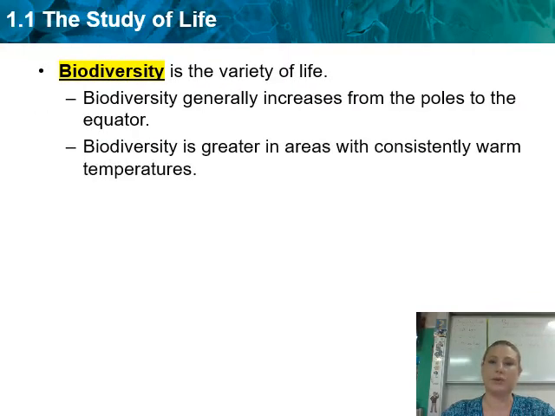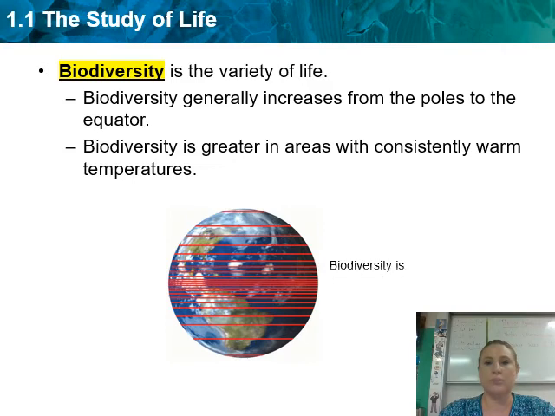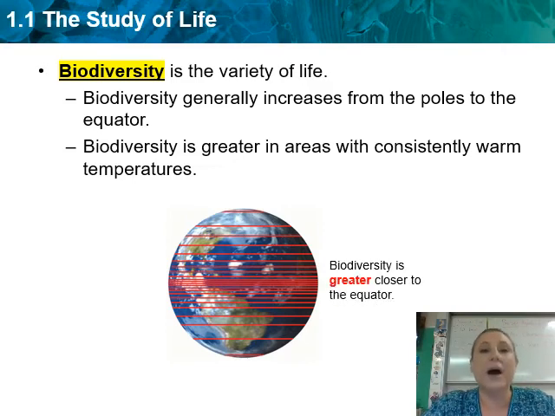So I'm going to go through this with you. If you look at this slide, biodiversity: bio, life; diversity, differences, different forms. If we break apart that word, biodiversity really just means the variety of life, the different forms of life. And if you look at this picture of the globe, you're going to notice these red lines across it. Each of these lines represents the biodiversity found on our planet.